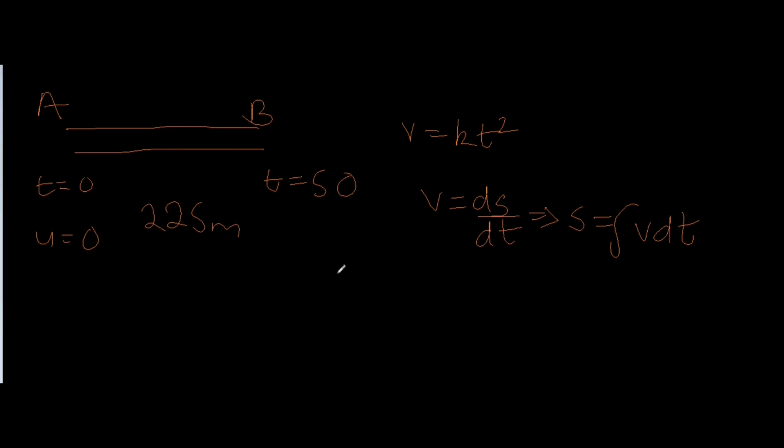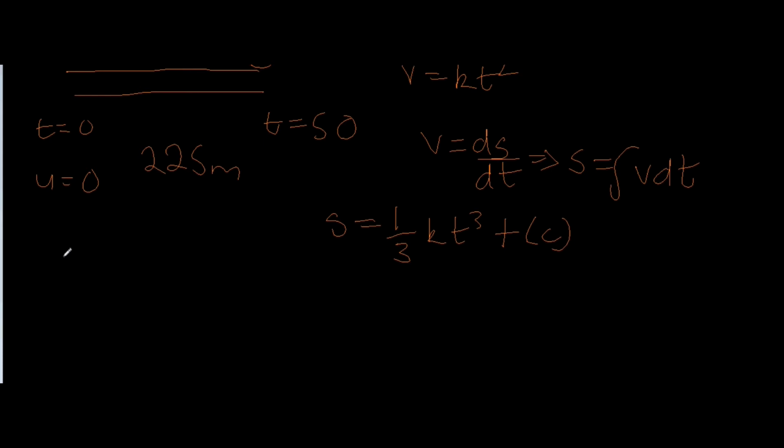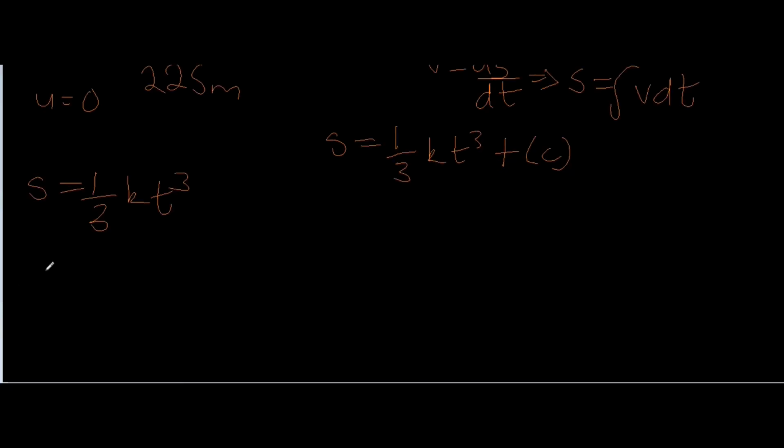So if we integrate this, we're going to get displacement is 1 over 3 kt cubed plus c. Now, c is going to be 0 because when t is equal to 0, s is equal to 0, and c is equal to 0. So what that really means is our s is equal to a third kt cubed. That is what our s is going to be. So we know from this piece of information here that the displacement of the car is 225 meters when t is equal to 50.